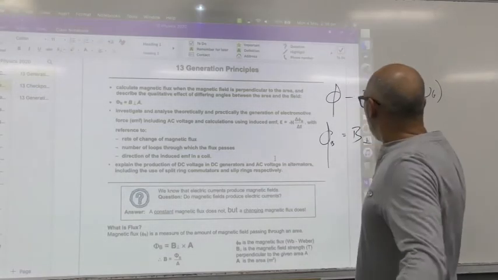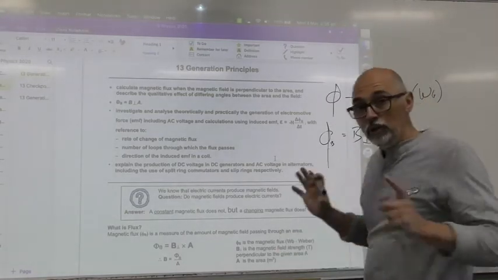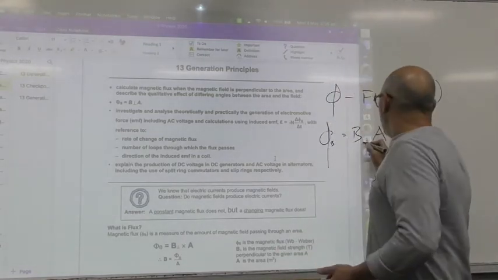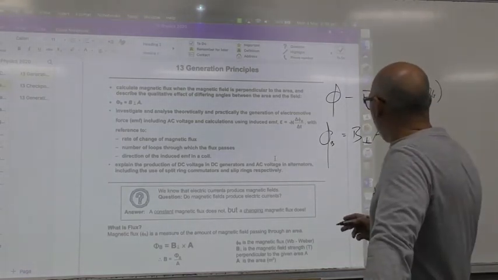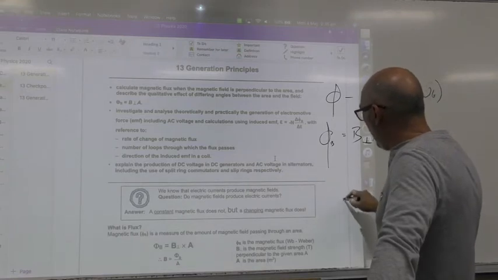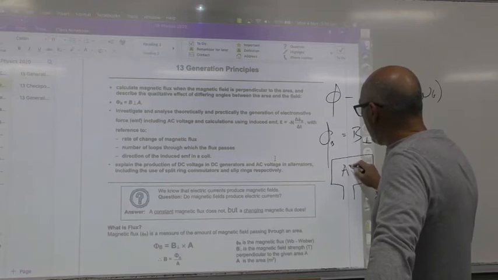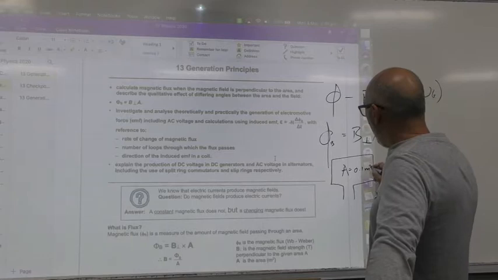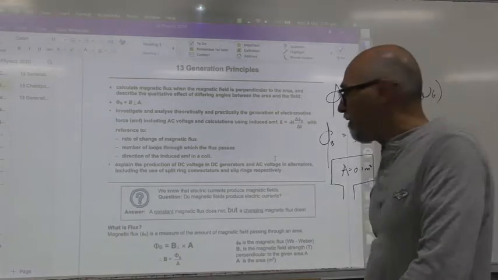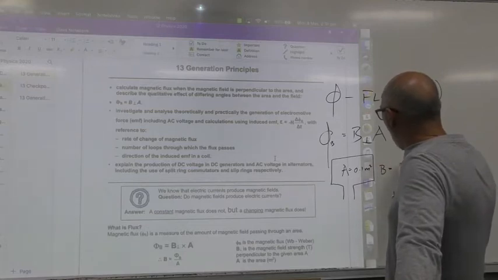Threading, well, the perpendicular area of some loop of wire, okay? Now, let's say I have a coil of wire that looks like this. And let's say it has a cross-sectional area of 0.1 meters squared. And let's say I have a magnetic field of 1 Tesla.